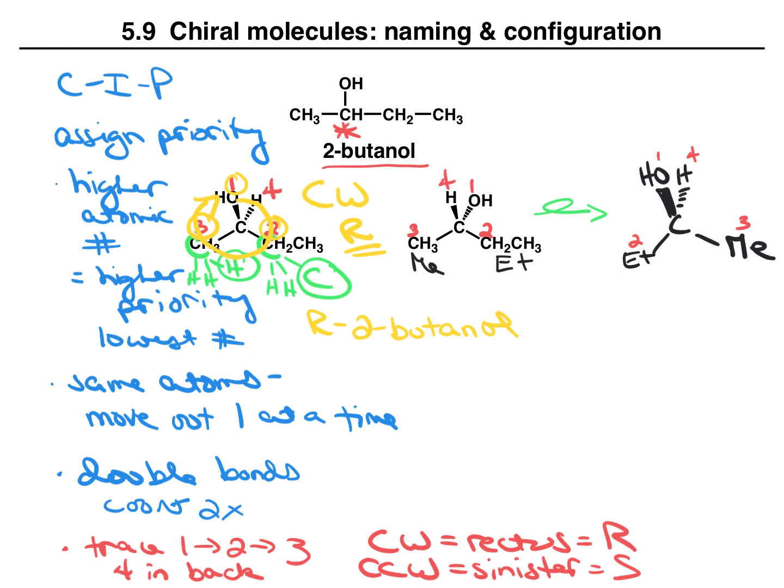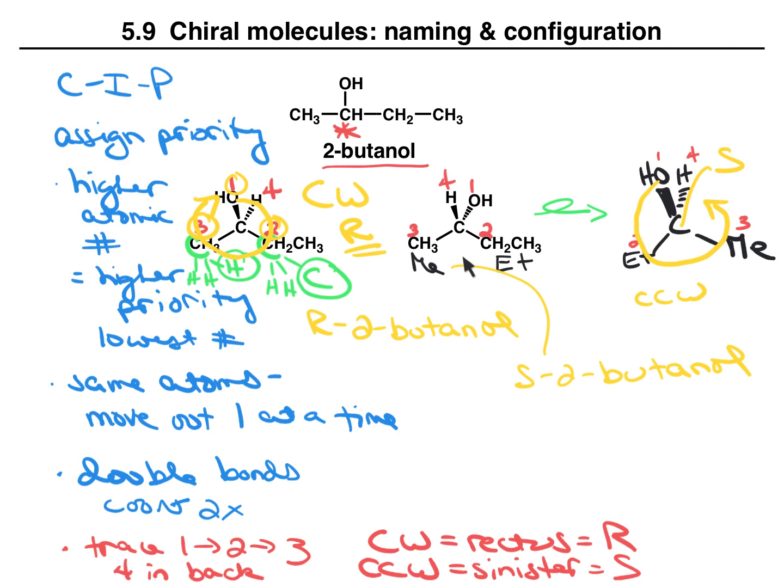So now if we trace 1 to 2 to 3, now we are moving counterclockwise. So that means that this carbon has the S configuration. So this compound then is (S)-2-butanol. So by assigning R or S configuration, which really means we are interpreting what is the orientation of the groups, we can be more specific about which compound we are talking about.